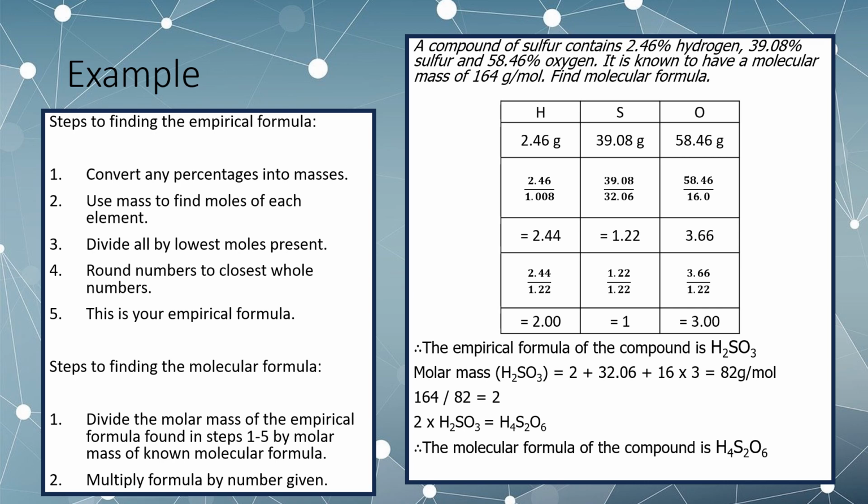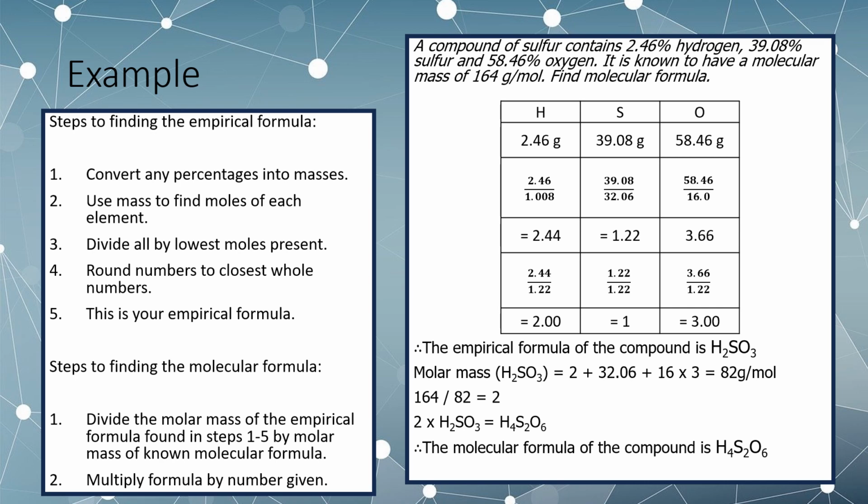So our first step, using our steps that we discussed, is to convert any percentages into masses. So I'm just going to take that 2.46% and make it 2.46 grams, and do the same for sulfur and oxygen. Now, our next step is to divide those masses by the molar masses of each element. So for hydrogen, that's 1.008. For sulfur, it's 32.06. And for oxygen, it's 16. So divide each of those by those numbers. Remember, you can get those numbers off your periodic table. And that gives us 2.44, 1.22, and 3.66 for hydrogen, sulfur, and oxygen, respectively.